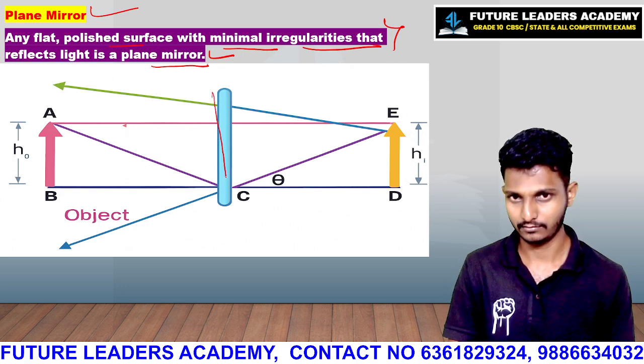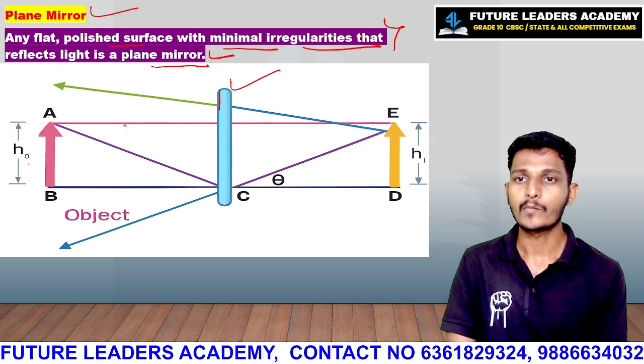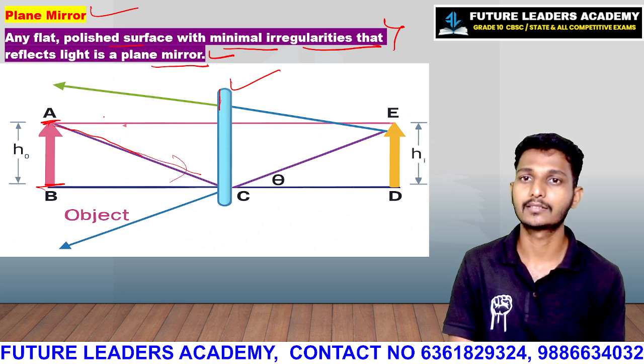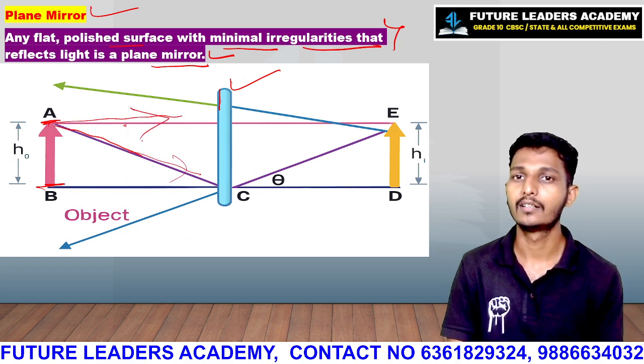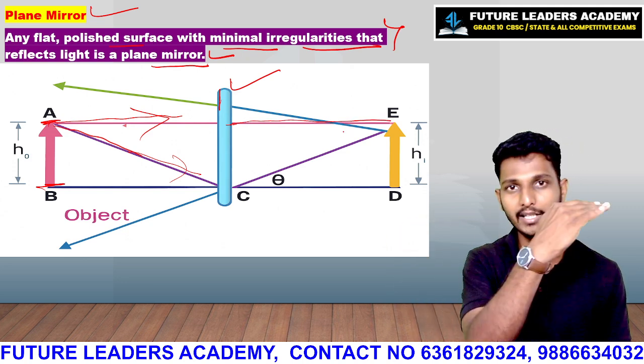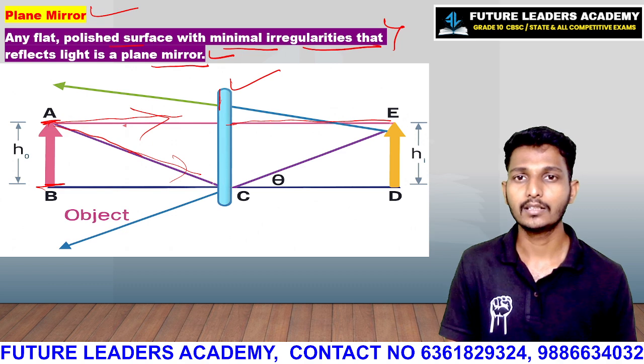Consider this is a plane mirror. Just a minute. This is a plane mirror. Okay, so the object is here. A and B is the object, and the image light is passing like this. This is the light ray. It will go in a straight line. If it is a straight line, it will go in the straight line only. And now, if you see this one, it's a plane mirror.